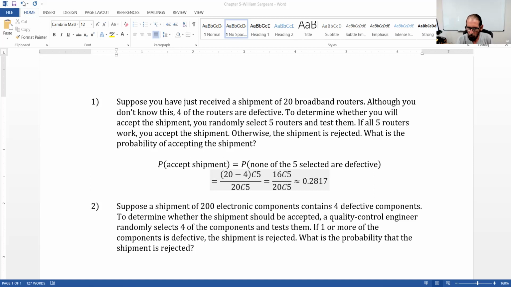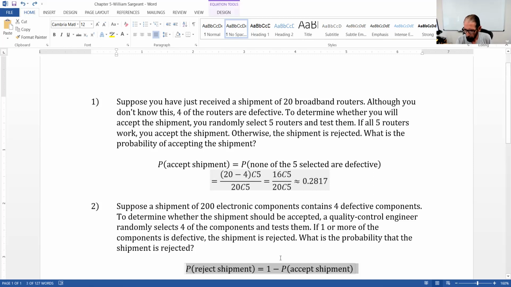So we're going to have to use the complement. The probability of rejecting the shipment, what we're asked for, would be 1 minus the probability of accepting it. And so we don't want any of the 4 defective.